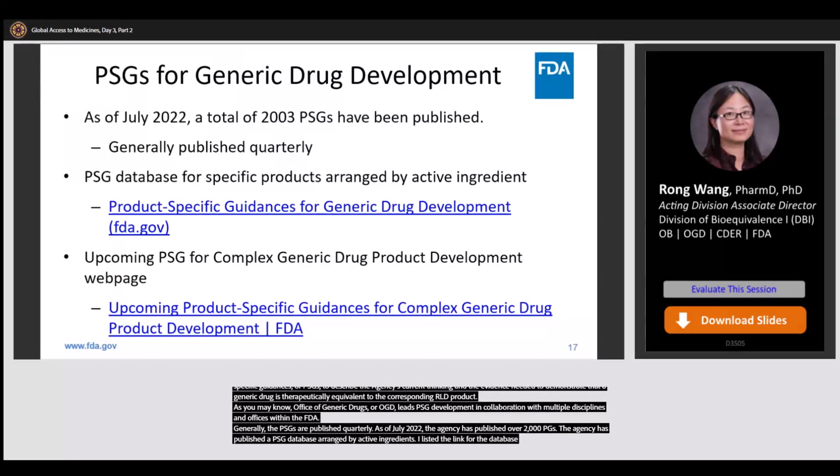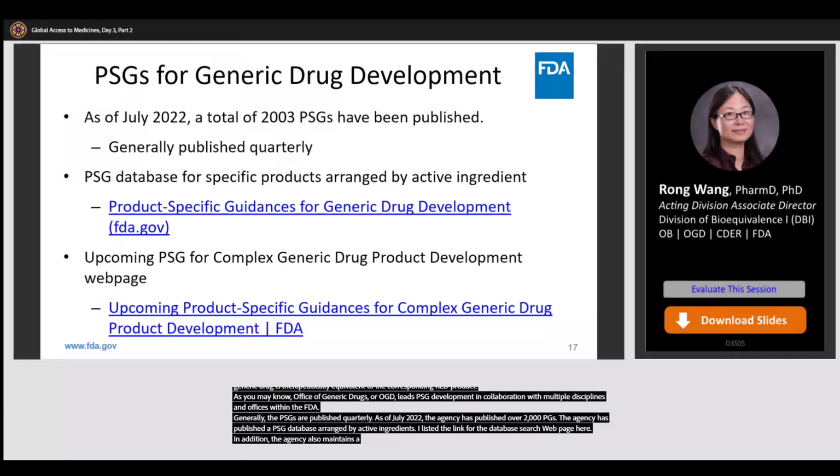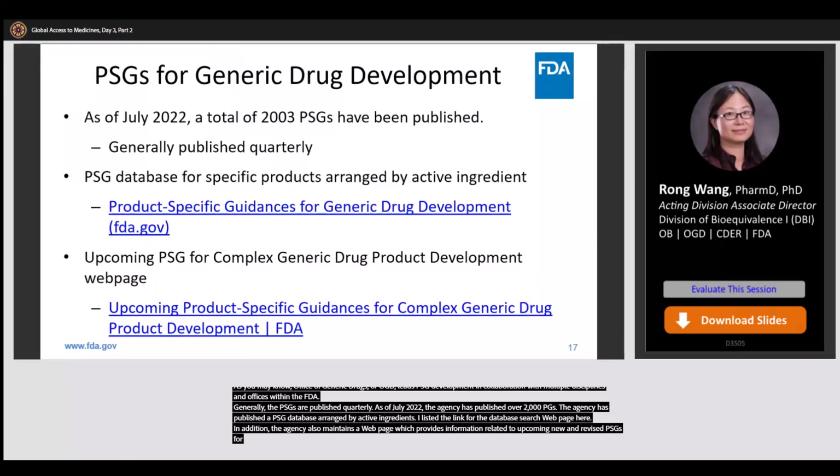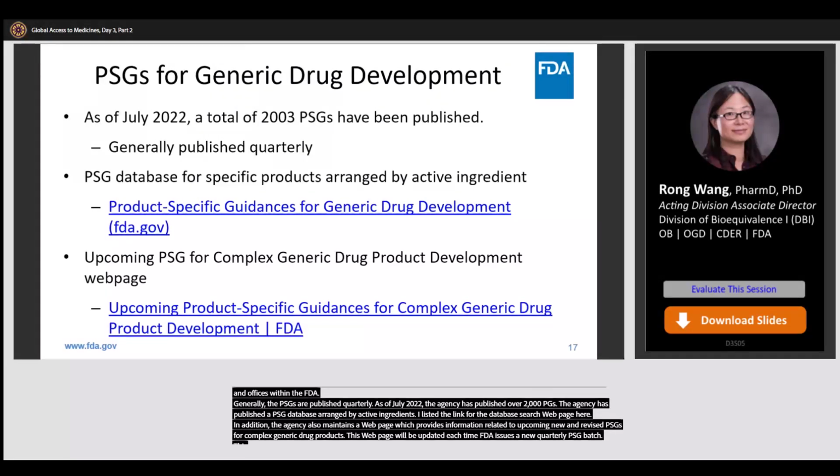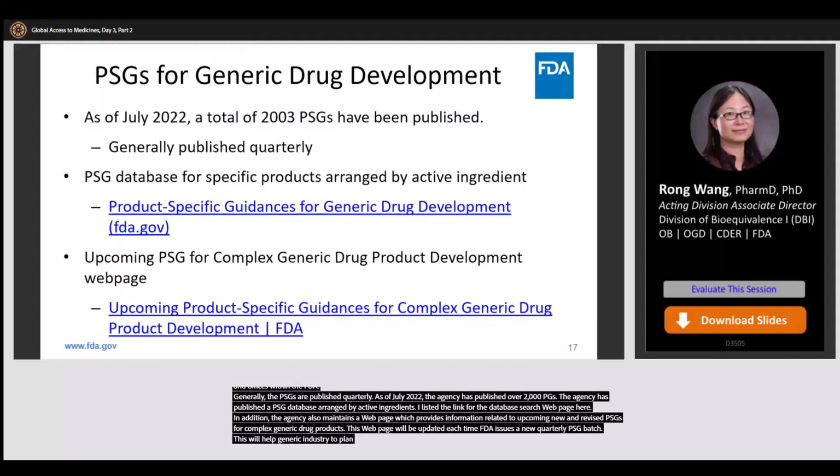In addition, the agency also maintains a webpage which provides information related to upcoming new and revised PSGs for complex generic drug products. This webpage will be updated each time FDA issues a new quarterly PSG batch. This will help the generic industry to plan for their development of complex generic drug products.